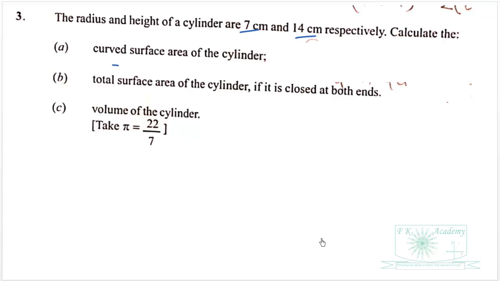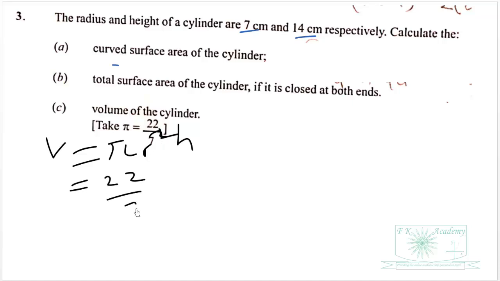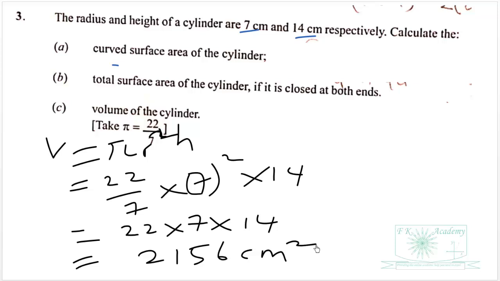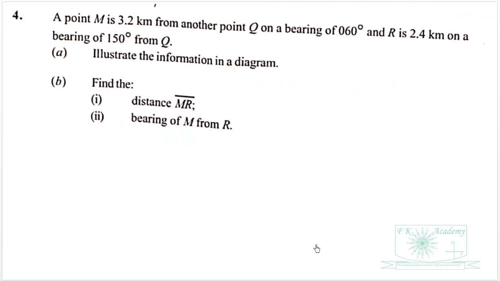Then let's look at the C part. The volume is given by pi r square h, which is 22 over 7 times 7 squared times 14. And this will give us, 7 will go into 49 7 times, so 22 times 7 times 14. And that will simplify to 2156 centimeters squared. Let's proceed to question number 4.